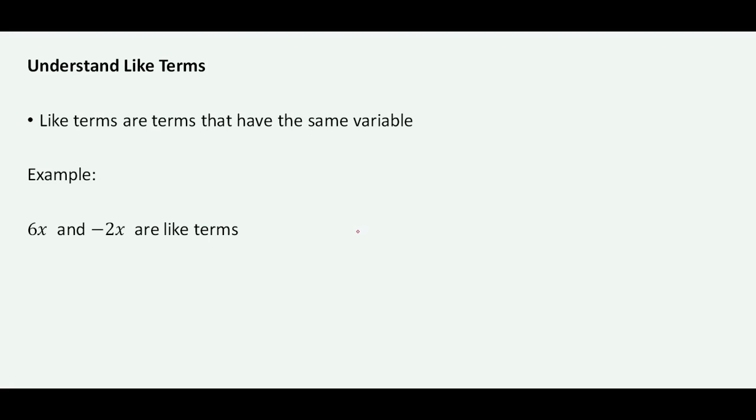So generally, like terms are terms that have the same variable. So look at this example. You have 6x and minus 2x. Notice that you have x at the end. So x is the variable. So because you have x at the end, you have like terms. It doesn't matter what the number on the left of the variable is. As long as the variables are the same, we have like terms.